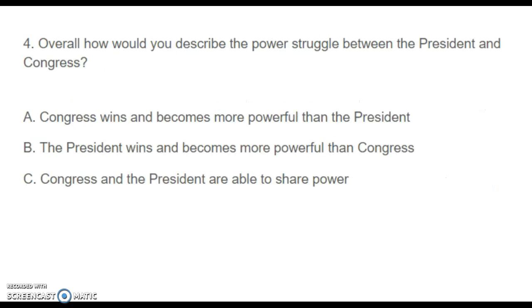Number 4. Overall, how would you describe the power struggle between the President and Congress? A, Congress wins and becomes more powerful than the President. B, the President wins and becomes more powerful than Congress. Or C, Congress and the President are able to share power.